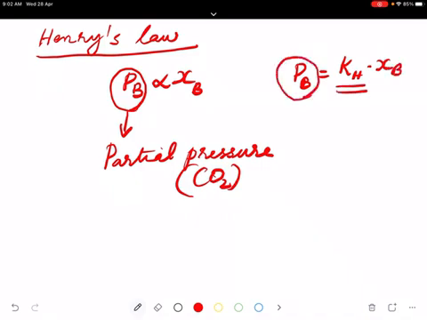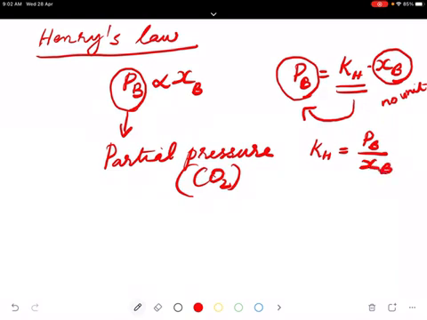Now, PB is the pressure, so the unit of pressure will be there. XB is the mole fraction, no unit. So KH will have the units of pressure. Why? Because XB has no unit. What is KH? KH is equal to PB upon XB. So this is the general format, or common form, of Henry's law. The partial pressure of a gas in vapor phase is proportional to the mole fraction of the gas in the solution.